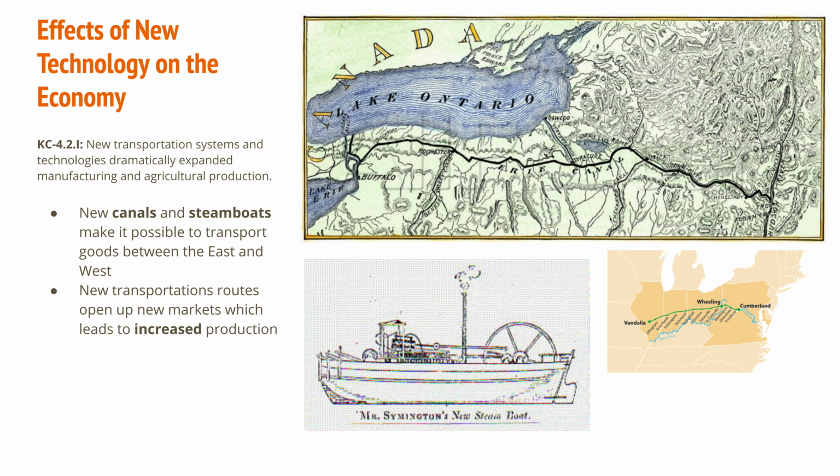New transportation systems and technologies dramatically expanded manufacturing and agricultural production. So the canals and the steamboats, they make it possible to transport goods between the east and the west. So you see the picture here of the Erie Canal. You see on the bottom right, the Cumberland Road, which connected the East Coast to the Midwest. The new transportation routes are opening up new markets, which leads to increased production. So the commercial farms in the West are going to be able to produce more food that will be bought by the people in the East. The people in the East are going to be able to produce more goods in their factories that are going to be bought by people in the West.